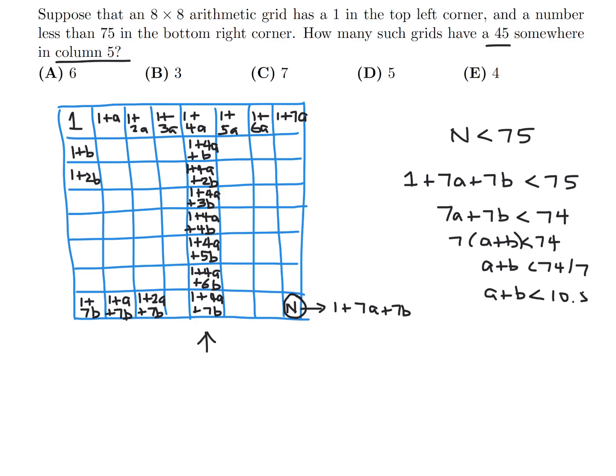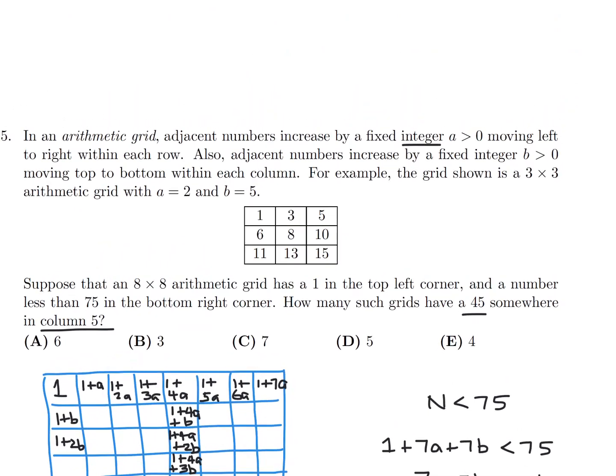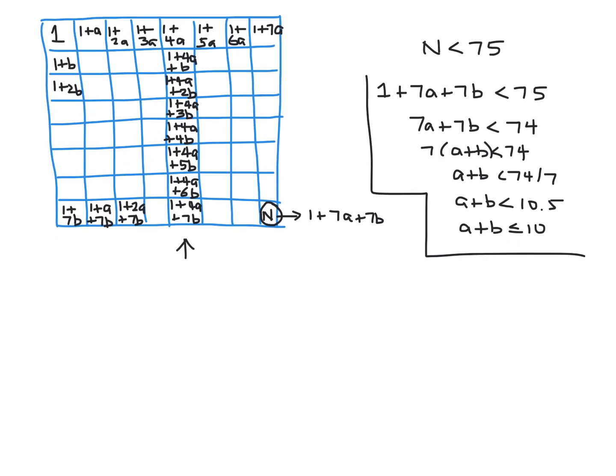0.5, whatever. But a and b are integers, right? They've actually been specific about that. Yeah, they're integers. The a and b are positive integers. So that means that a plus b, the highest it could be is 10 in terms of its integer value. Okay, that's a pretty decent start, I think. But now I have to concentrate on this column here.